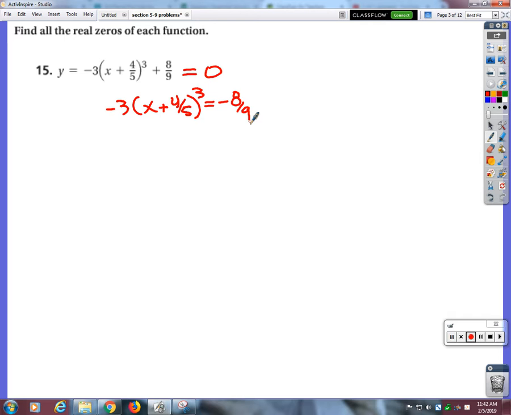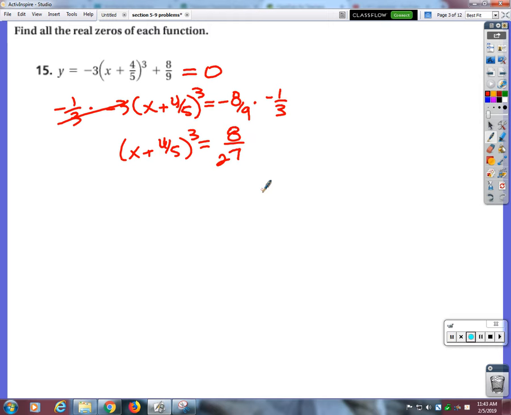Class, what is something that I could multiply by that would be the same as dividing by negative 3? Times 3 and dividing by 3 are not the same. What is the same as dividing by negative? Right, you can multiply by negative 1/3. Okay? Because negative 1/3 times negative 3, those are reciprocals of each other, so they'll cancel. So that leaves me with x plus 4/5 cubed equals, if I multiply these together, I get 8/27.